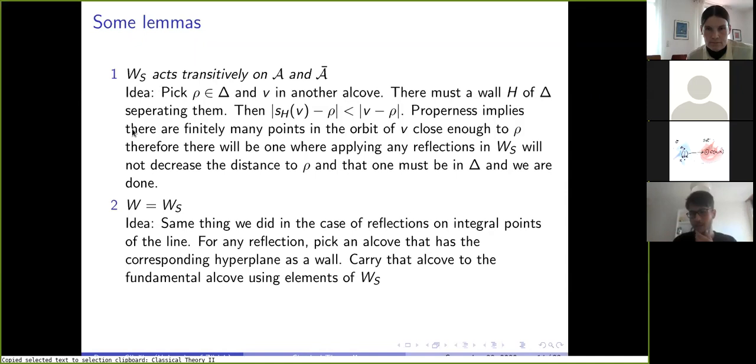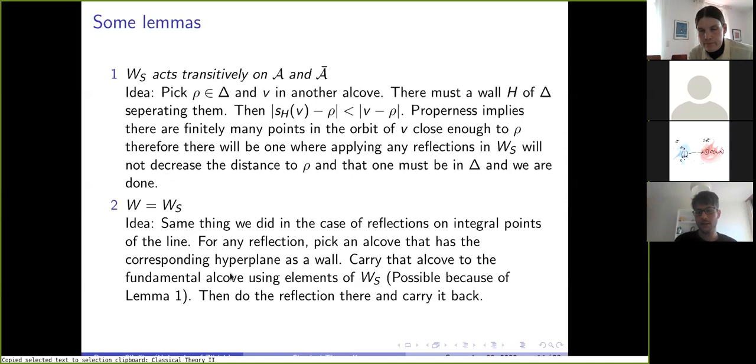Let me explain how we will get a reflection. To get an arbitrary reflection, look at the hyperplane corresponding to it, and pick an alcove that contains that hyperplane as a wall. Then take that alcove, move it to the fundamental alcove, do your reflection there, and carry it back. You will end up with the reflection you were looking for. That's the idea. This is possible because of lemma one. And that's how you show that W is actually W_S itself.